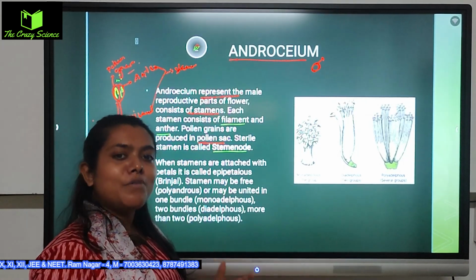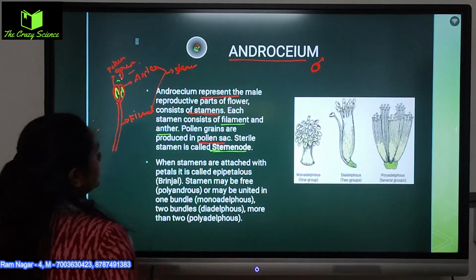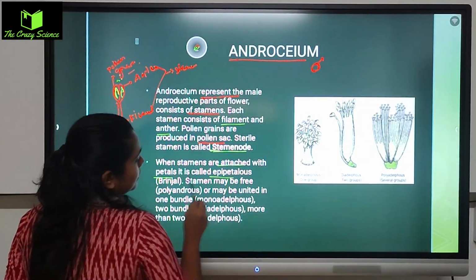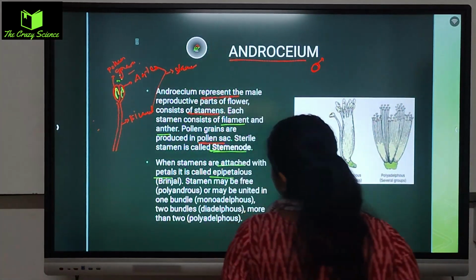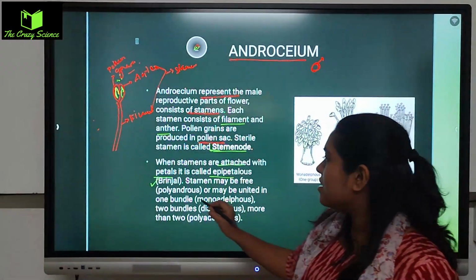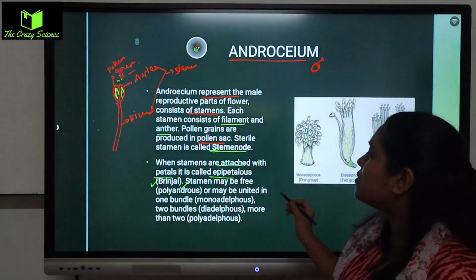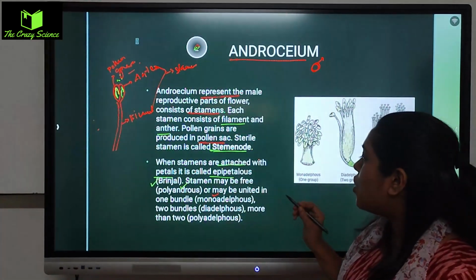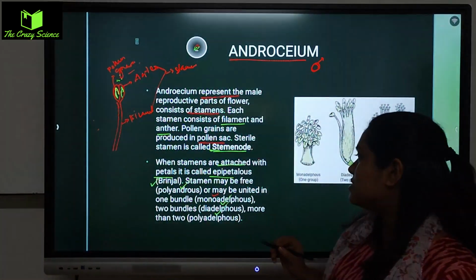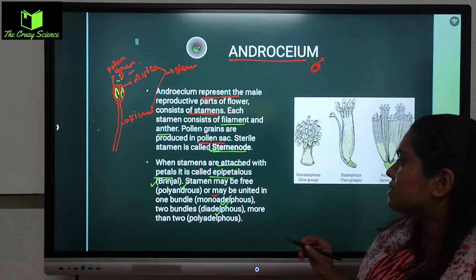Unable to form a flower, these are called sterile stamens or staminodes. When stamens are attached to petals, it is called epipetalous. See, epipetalous. For example, brinjal. Stamens may be free, called polyandrous, or may be united, called monadelphous, or in two bundles, called diadelphous, or more than two, polyadelphous. So stamens may be free or united.